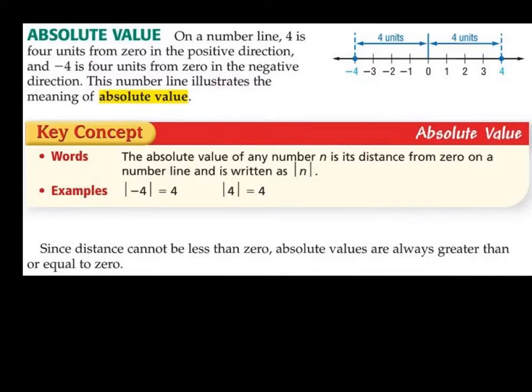On a number line, 4 is 4 units from 0 in the positive direction, and -4 is 4 units from 0 in the negative direction. This number line illustrates the meaning of absolute value. The absolute value of any number n is its distance from 0 on a number line and is written as absolute value of n. And we know that the absolute value of -4 is 4 because it's 4 units from 0, and the absolute value of +4 is 4 because it is also 4 units from 0. Since distance cannot be less than 0, absolute values are always greater than or equal to 0.